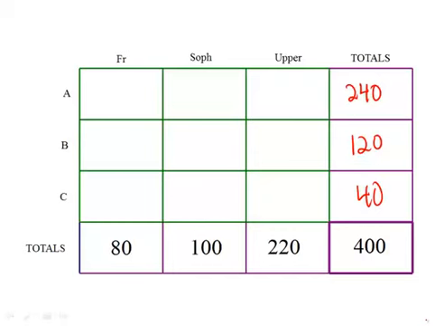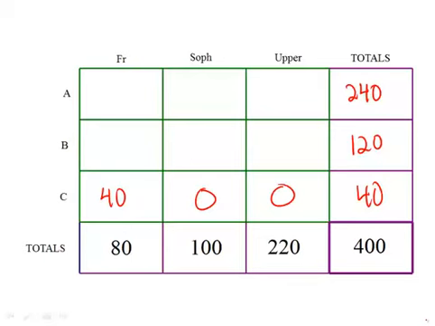Then we have this great piece of information. All the students from C are freshmen. So there are 40 students from C. All 40 of them are freshmen. And then we can just put zeros in these columns. So that enormously simplifies everything.